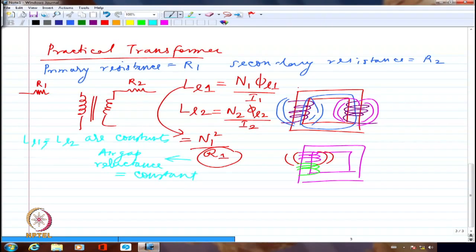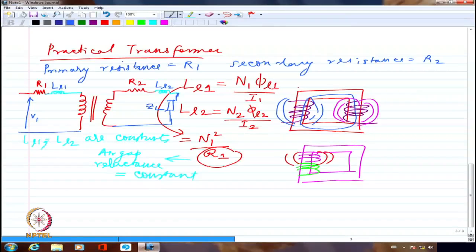So they can be represented as inductances which are coming in series with this winding. Similarly, I can put one more inductance in series on the other side. Let me call this as LL1. Let me call this as LL2. Right? Now, of course, I'll be applying a voltage V1 here. And I will be connecting a load ZL here.